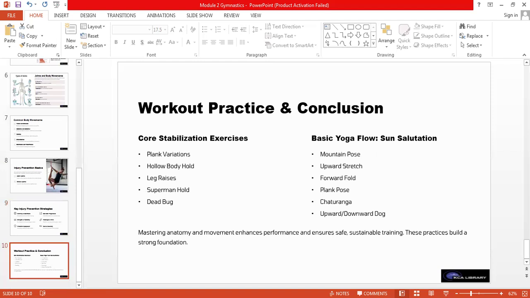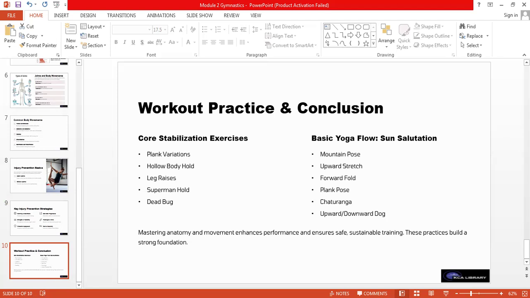While we talk about this, there are workout practices that can be used to achieve strength and precision in gymnastics. And it's divided into two. We have the core stabilization exercises. We have the basic yoga flow, which is sun salutation. The various ones are there. In the notes, they are well explained, and how to do them is well stated there. So it's very important you look into the notes as you join the class.